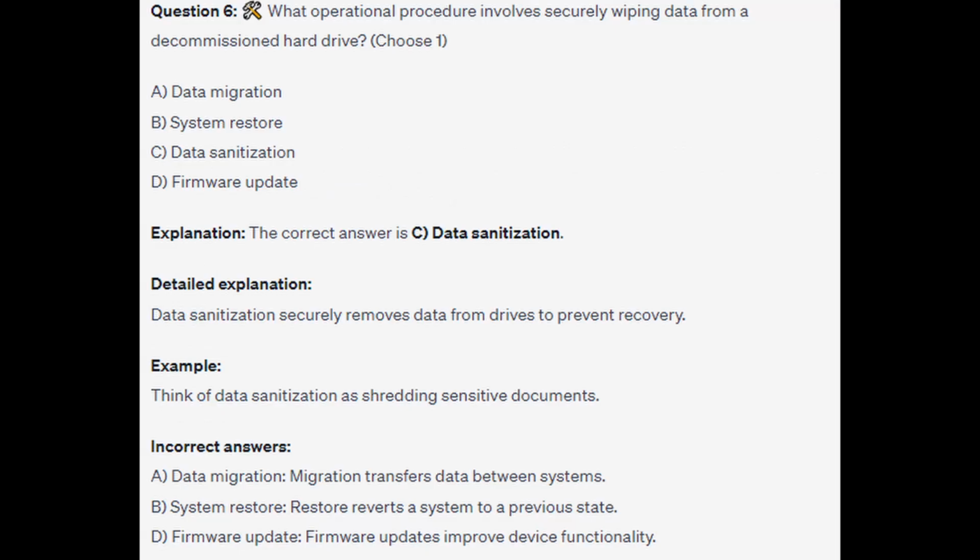And the correct answer is C, data sanitization. Data sanitization securely removes data from drives to prevent recovery. Think of data sanitization as shredding sensitive documents. And now for the incorrect answers. Data migration transfers data between systems. System restore reverts a system to a previous state. And firmware updates improve device functionality.